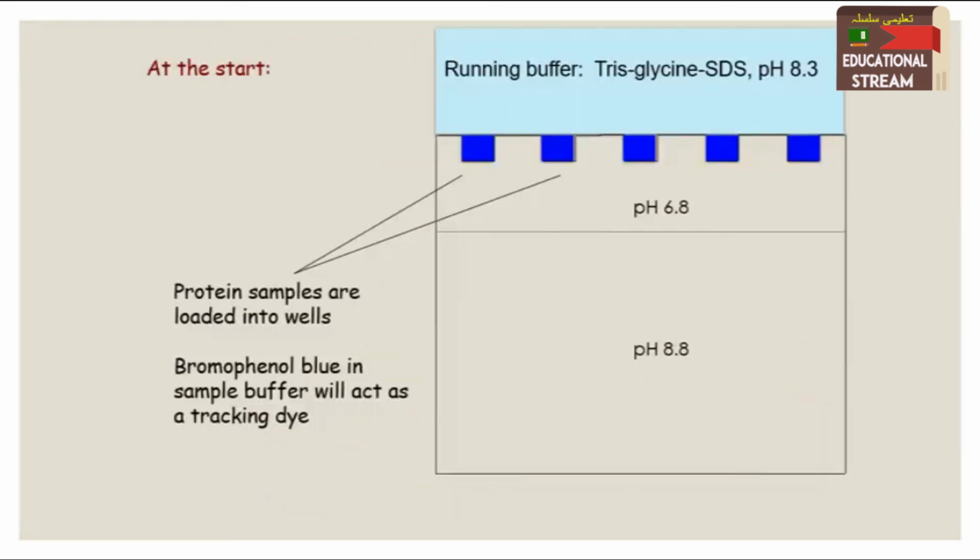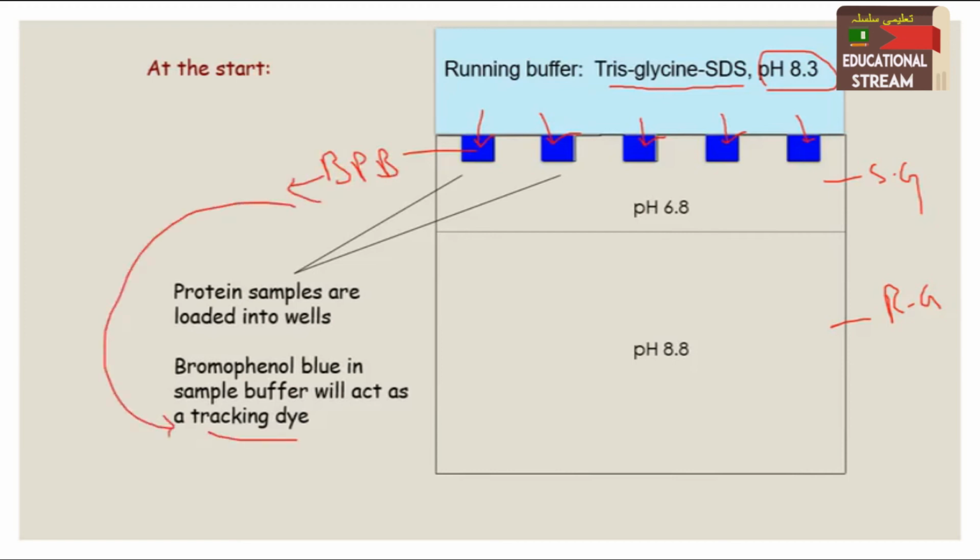So what will happen at the start? For example, we are using the running buffer as Tris-HCl and glycine, and we also add SDS in the running buffer, and the pH is 8.3, right? And this blue color is actually showing the samples that we have loaded in the wells. These are 5 wells, and this is the stacking gel that we have discussed, and this is the resolving gel. So we will run the samples in the wells. They are loaded into the wells, and the blue color is actually due to the bromophenol blue, which is used as a tracking dye. As you can see, it is written over here, bromophenol blue.